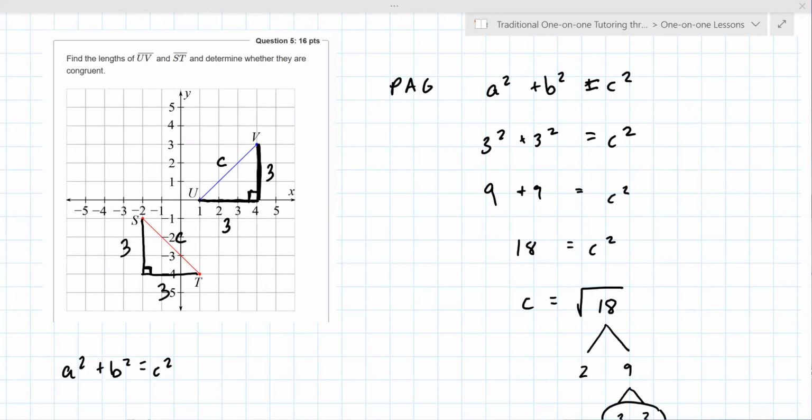Okay, got it. What did you come up with? 3 and the square root of 2. So basically the same as the other one, right? So you actually already know that because these are the same and these are the same. So they are congruent. Okay. Yes.